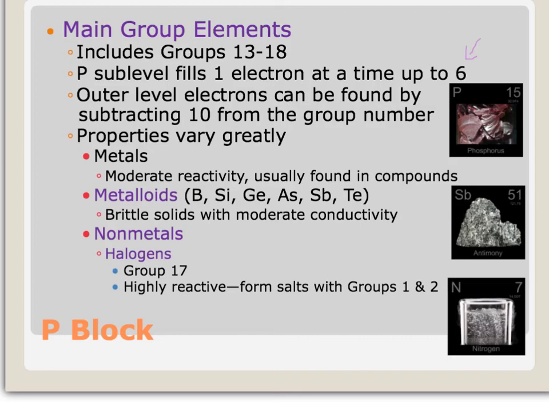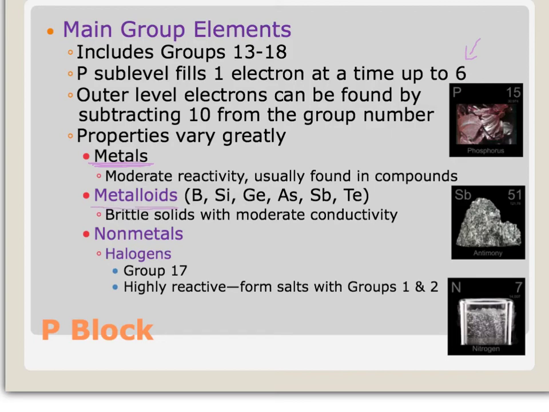The big difference with the P block compared to the S and the D is that there are huge variations in property. The reason for that is we have 3 different kinds of elements happening all within the P block. There are some metals down kind of at the bottom of the P block, bordering on the transition metals, and they have fairly moderate reactivity, which means we typically find them in compounds, but they can be pure as well.